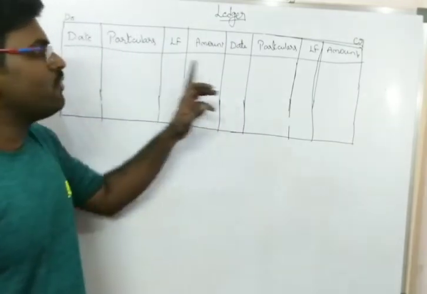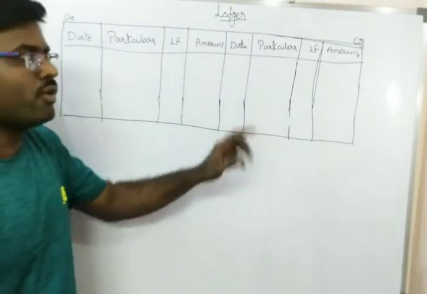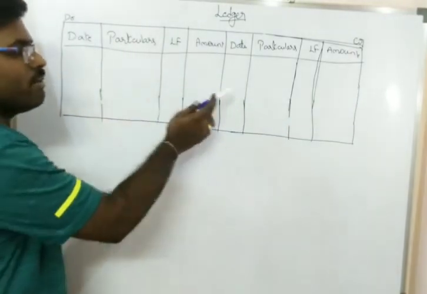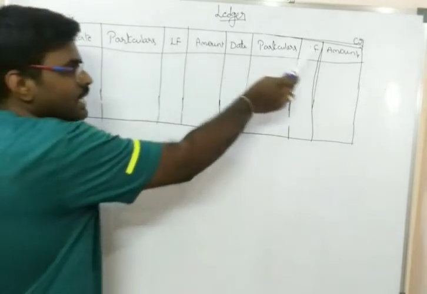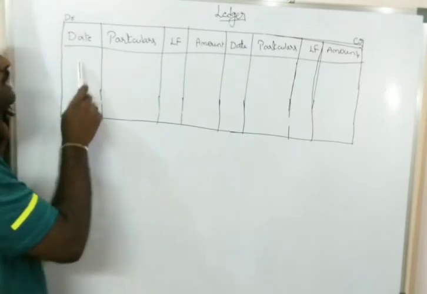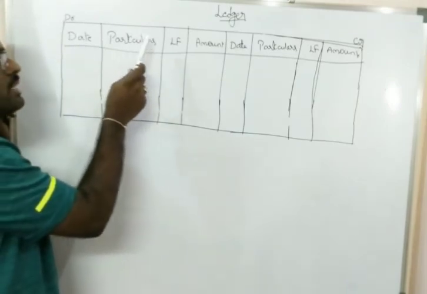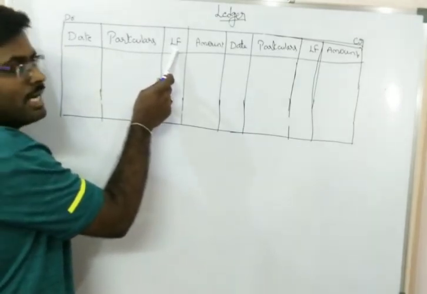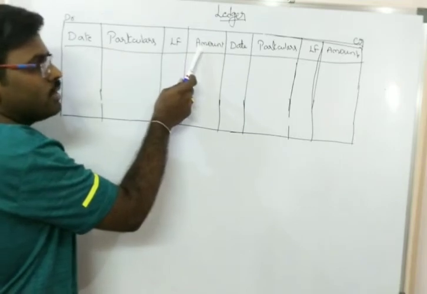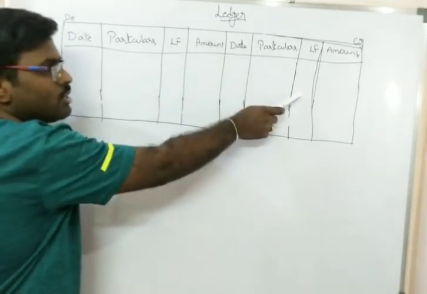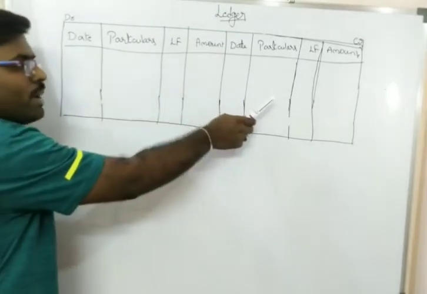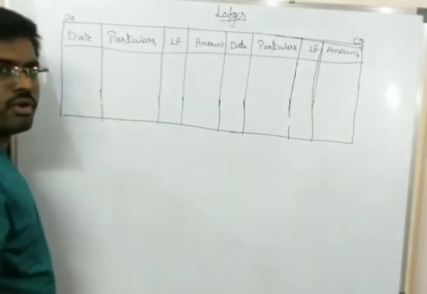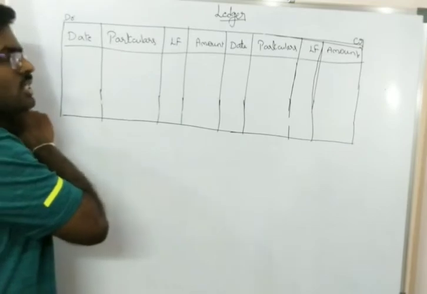So here you can see the format of the ledger, that is the pro forma. This is how we will maintain the ledger accounts. On the debit side and the credit side we will be having 4 columns, that is date, particulars, LF which stands for ledger folio, and amount columns. The same 4 columns will also be present on the credit side. This is the format which we will follow for the preparation of a ledger account.